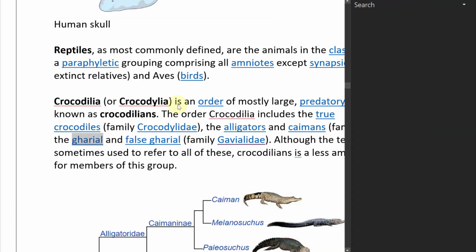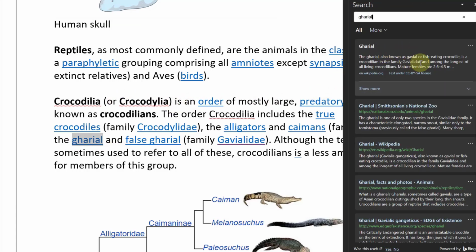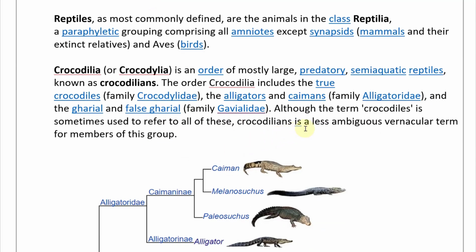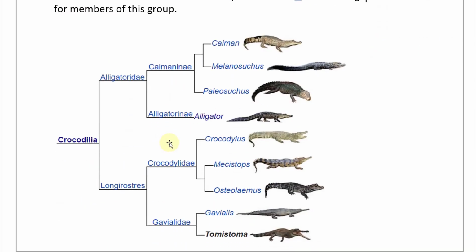And the gharial. Okay, this better have this. Actually it's a gharial, so I'll just pronounce that. So the order Crocodilia includes the true crocodiles, family Crocodylidae, the alligators and caimans, family Alligatoridae, and the gharial and false gharial, which is the family Gavialidae. It's not here, but just Google it. So although the term crocodiles is sometimes used to refer to all of these, crocodilians is a less ambiguous vernacular term for members of this group.